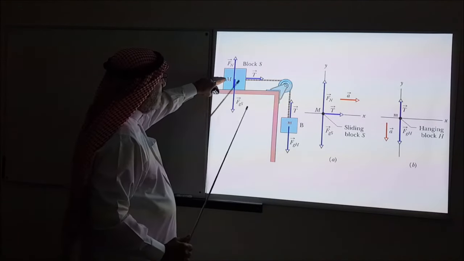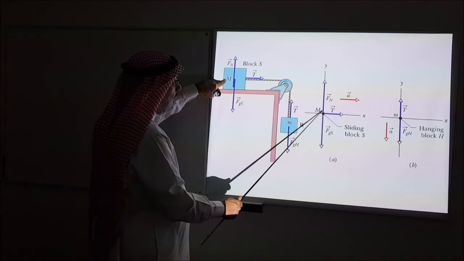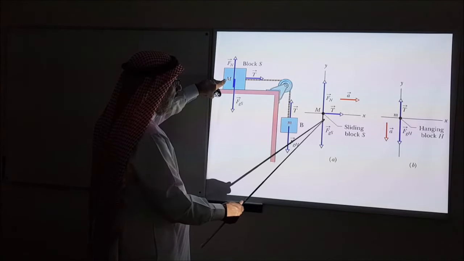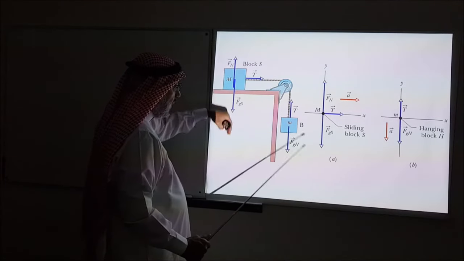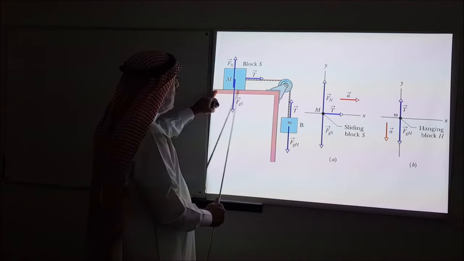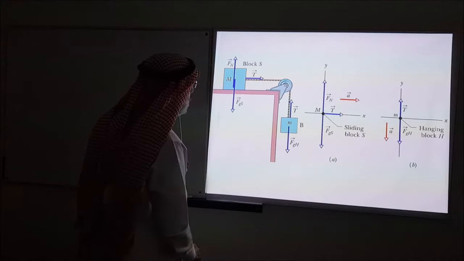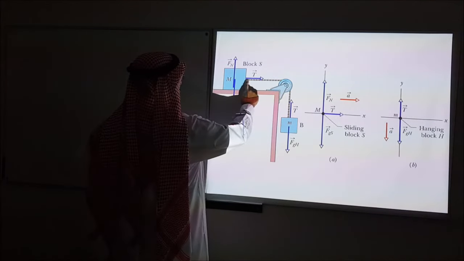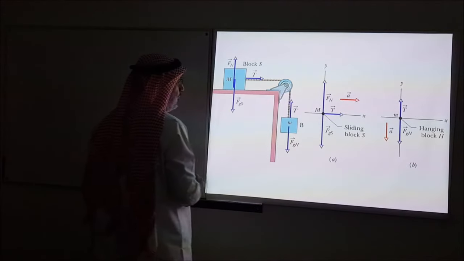Let's look at the sliding block. Here is its free body diagram. There is the block. The forces acting on it are the gravitational force, perpendicular to the ground. The ground is here. And since it is sitting on a surface, there will be a normal force. What other force do we have? We have the tension due to the cord, and the block is accelerating to the right.